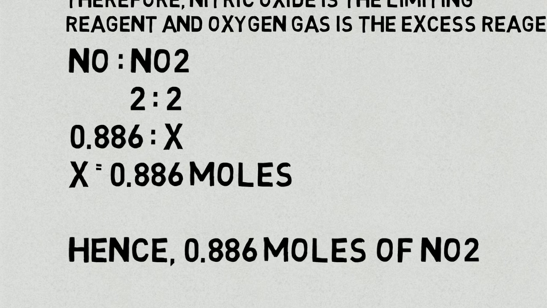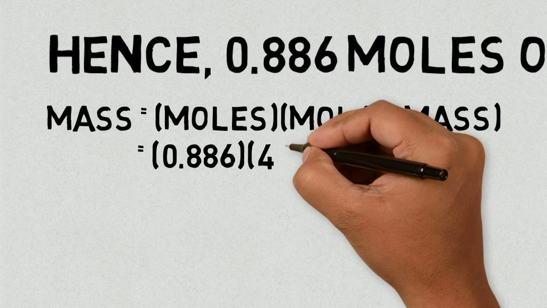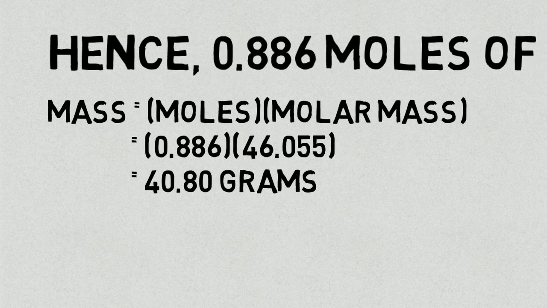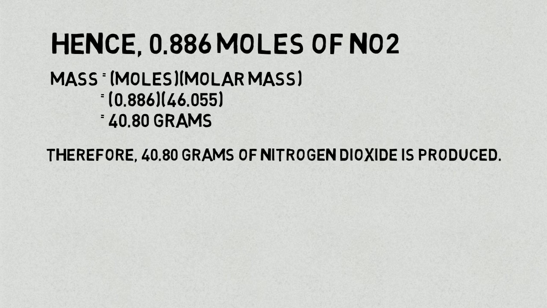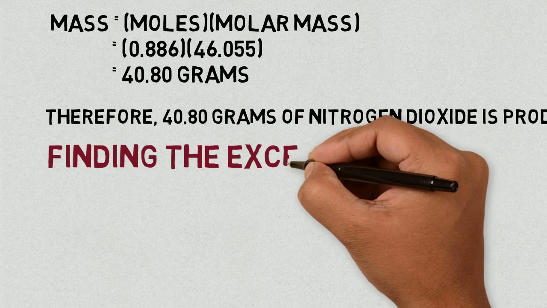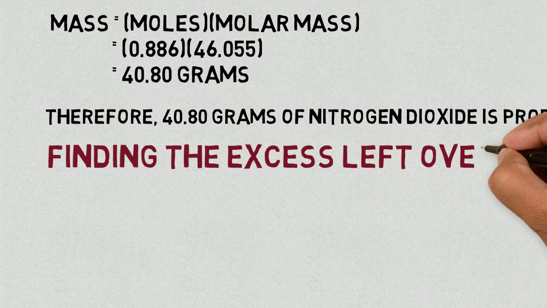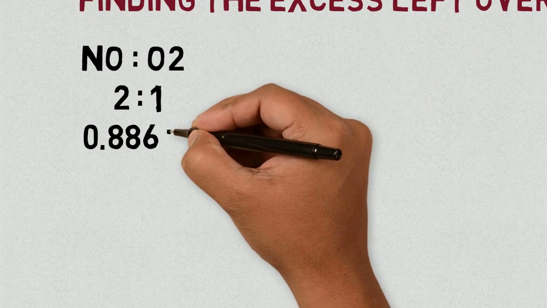Since you have 0.886 moles of nitrogen dioxide, you can easily find the mass by multiplying it by the molar mass of nitrogen dioxide. Next, we want to find the mass of the excess reagent remaining, which is oxygen gas. To do that, we have to do a multiple ratio between nitric oxide and oxygen gas. We would divide 0.886 moles of nitric oxide by 2 to get us 0.443 moles of oxygen gas used.